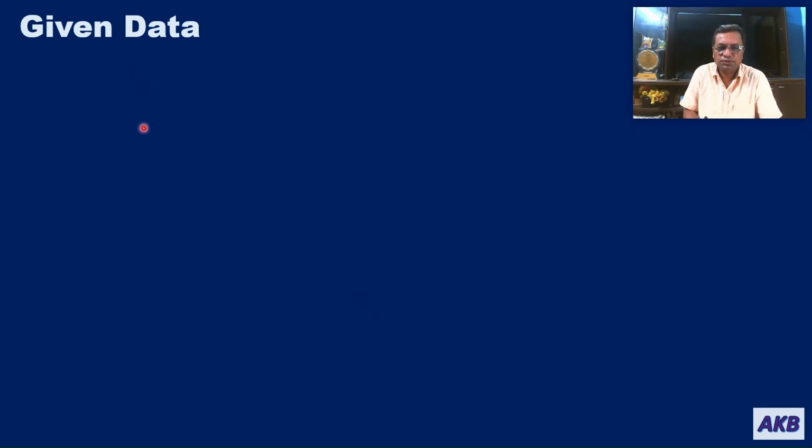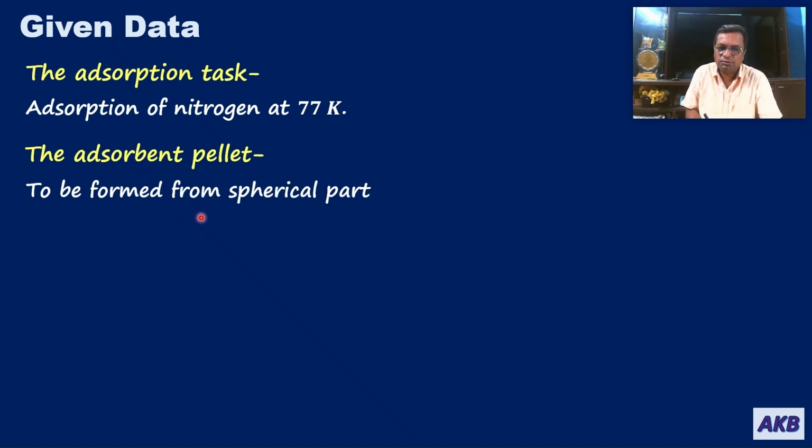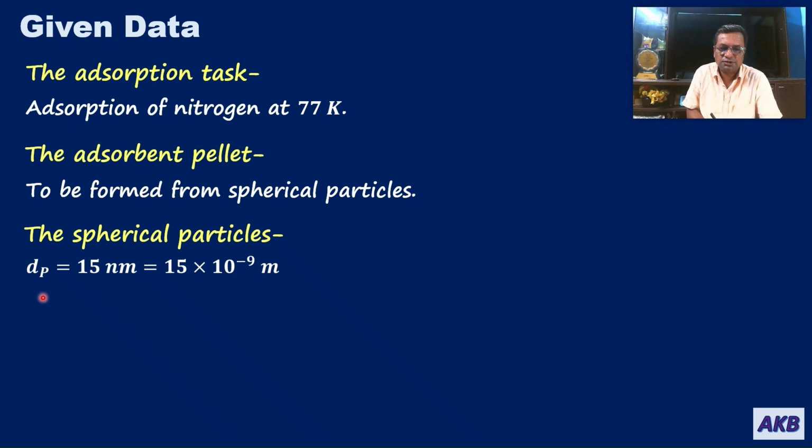First, we will note down what is given to us. In this case, it is adsorption of nitrogen at 77 Kelvin. The adsorbent pellet is to be formed from spherical particles, and for these particles we know the diameter of each particle is 15 nanometer, and if I convert it to meter, it will be 15 into 10 to the power minus 9 meter.